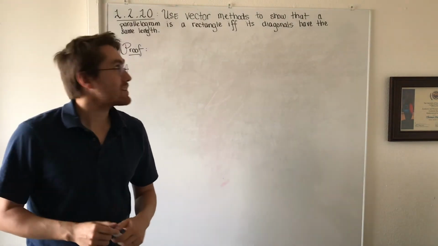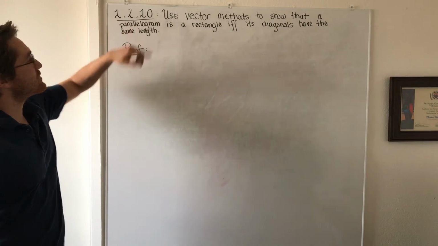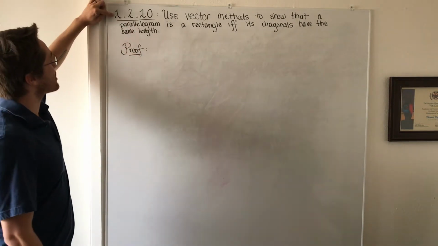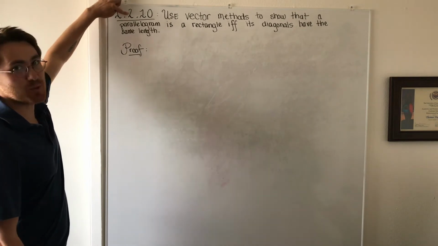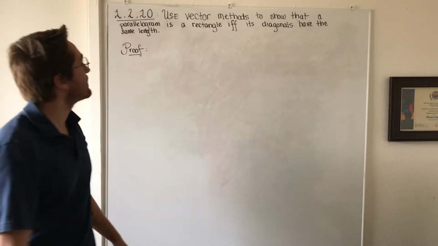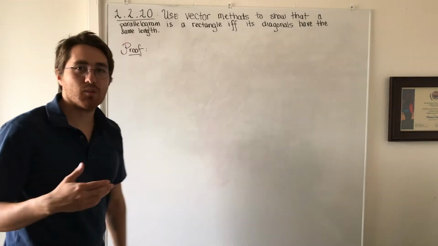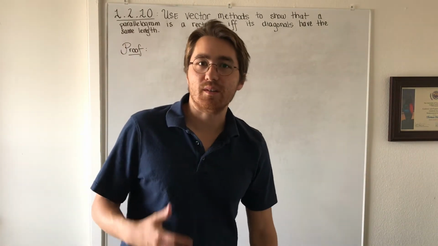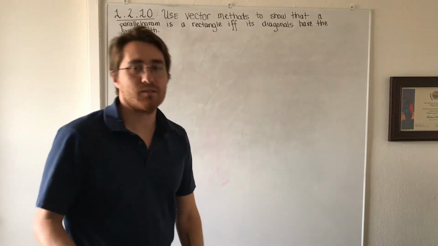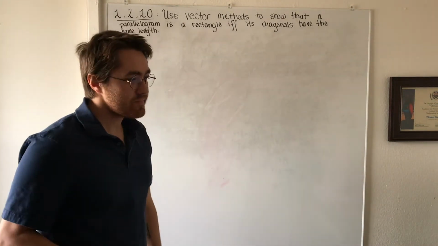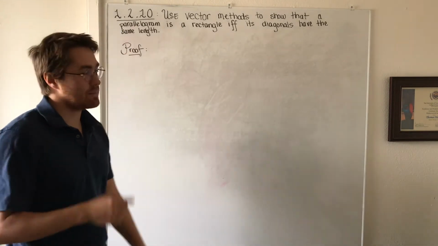Okay, so let's look at problem 1.2.10. Now, the numbering in the book's a little different, but this just means chapter 1, section 2, exercise 10. We're asked to use vector methods, meaning we're going to want to use vectors to do this. We don't want to take full recourse to geometry or things like that. We should be using vectors as the items by which we're demonstrating this.